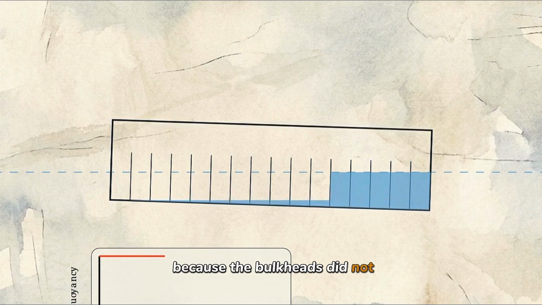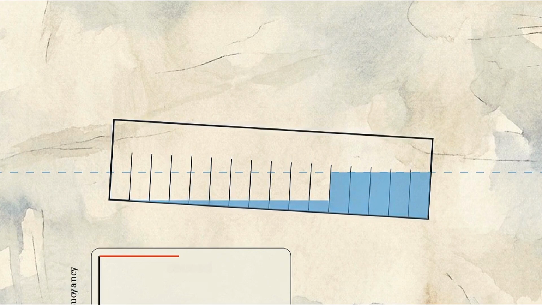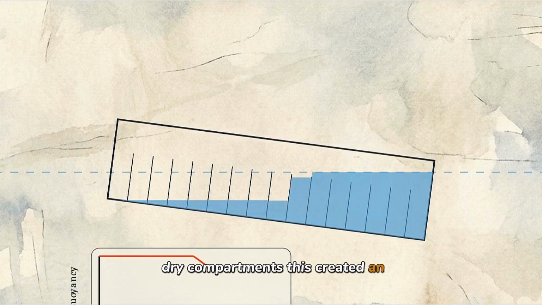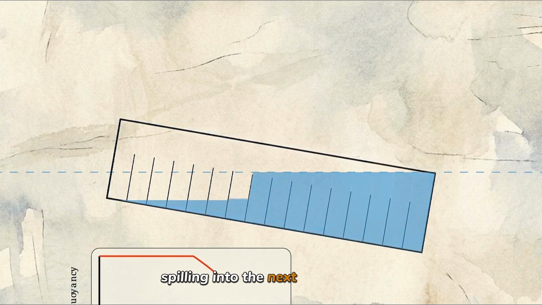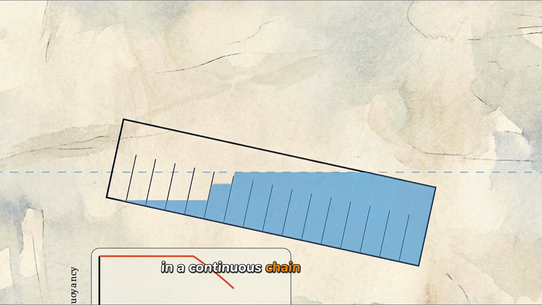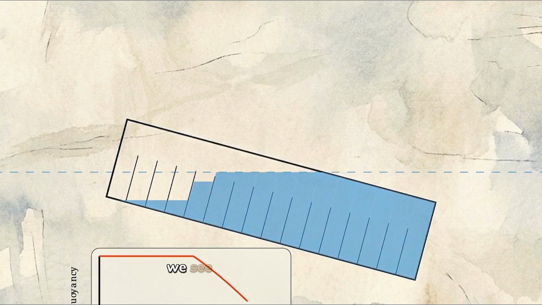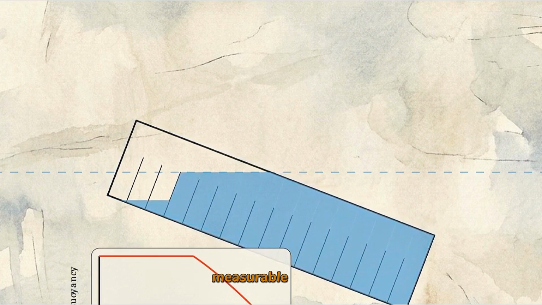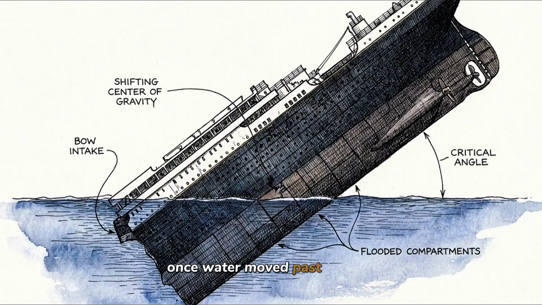Because the bulkheads did not seal to the ceiling, the sinking bow caused seawater to spill into the adjacent dry compartments. This created an accelerating loop, spilling into the next compartment in a continuous chain. Plotting this failure over time, we see that from the moment of impact, the ship's structural integrity enters a steep, measurable decline. Once water moved past the final bulkhead, the total loss of structural buoyancy became a mathematical certainty.